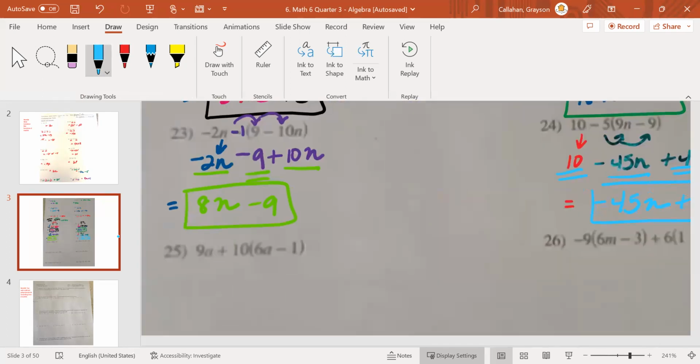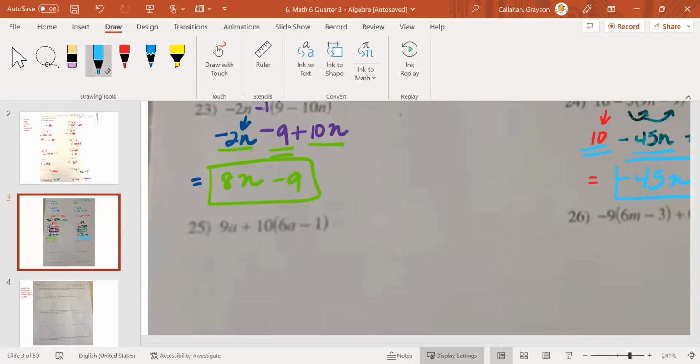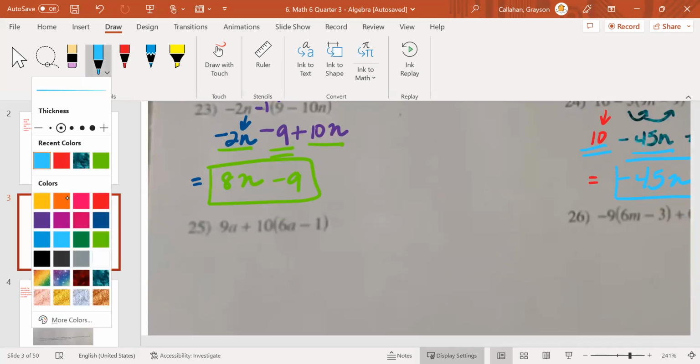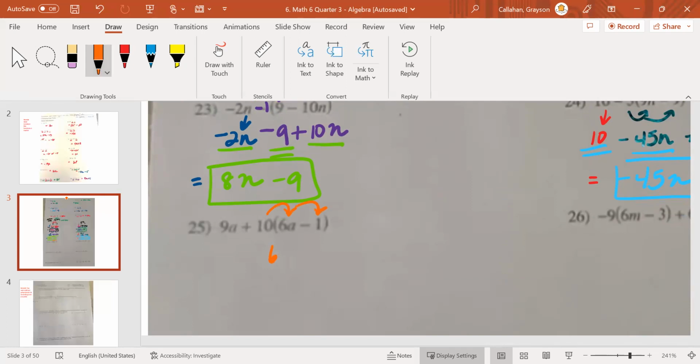Okay, we're getting there. Number 25. So for number 25, we are going to take that 10, distribute it in, which gives me 60a minus 10. Don't forget your 9a. When you combine your like terms, you get a 69a minus 10.